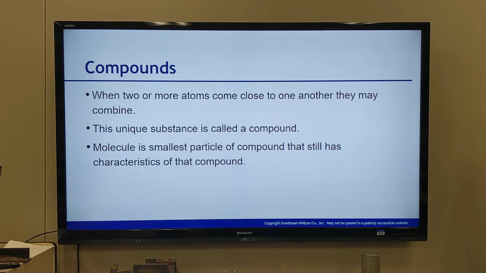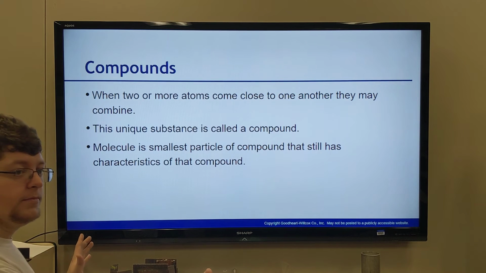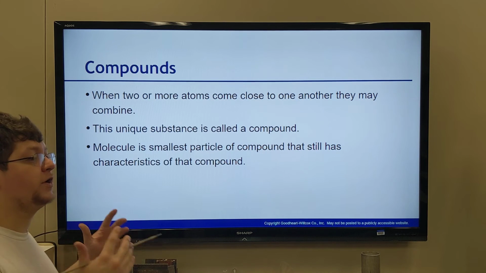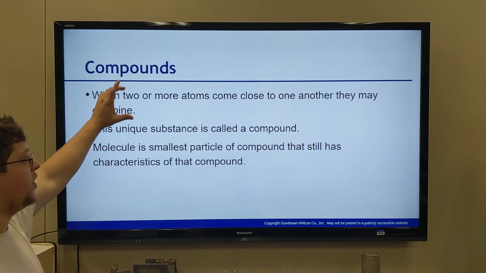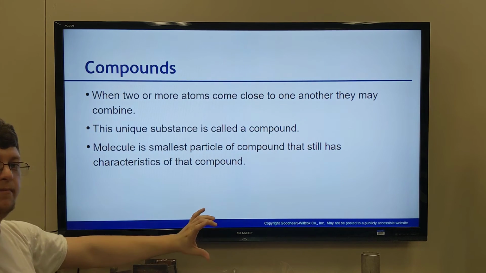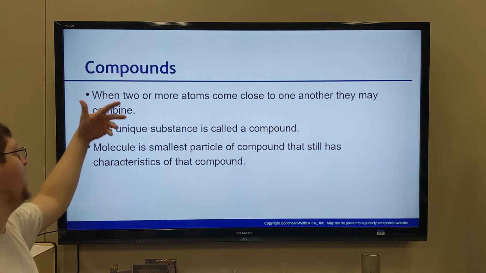So it is very particular that when you look at things, the molecule, which is your H2O, is the smallest part of a compound. The smallest part of an element is an atom. The smallest part of a compound is a molecule. So remember that. If you're talking about a compound, it's a molecule. If you're talking about an element, it's an atom. And it takes elements to make a molecule, to make the compound.